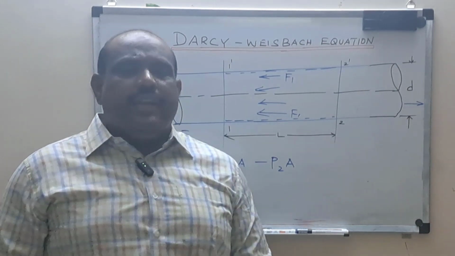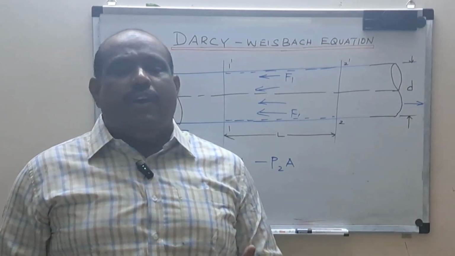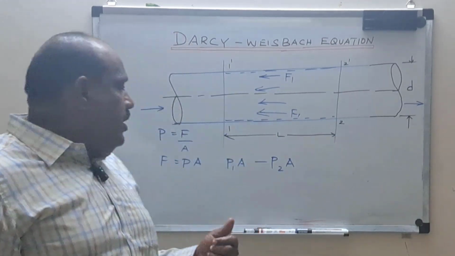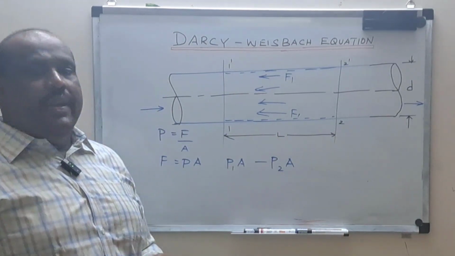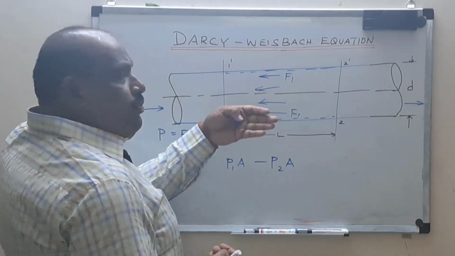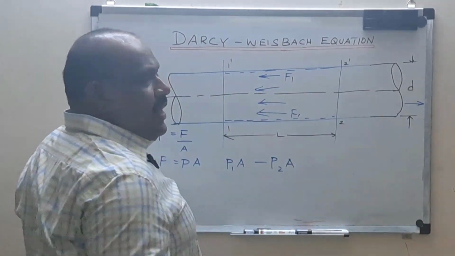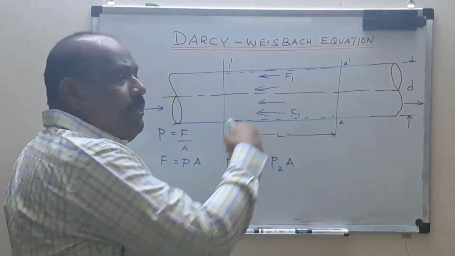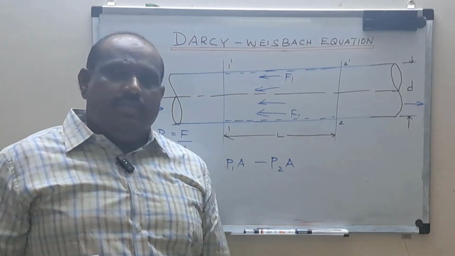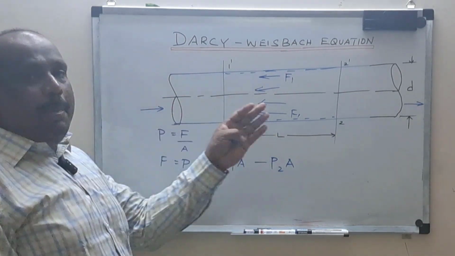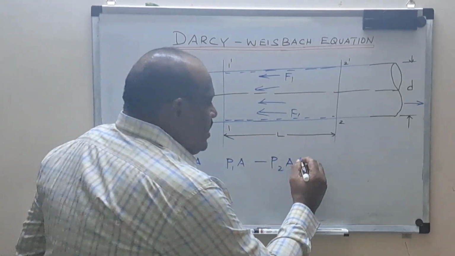Okay, I hope you are very clear why I put a negative sign for the pressure force at the plane 2 dash. So P1A minus P2A. This force is acting towards the flow, and this is acting opposite to this force. Now one more force will be acting opposite to the incoming force. What is that? Frictional force, because the friction will try to oppose the motion. So let us say that is also minus.